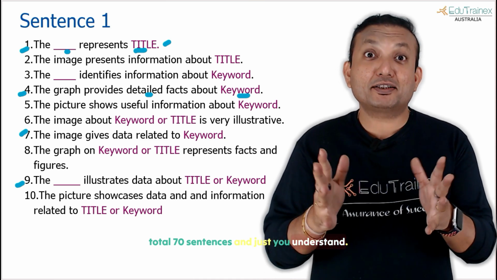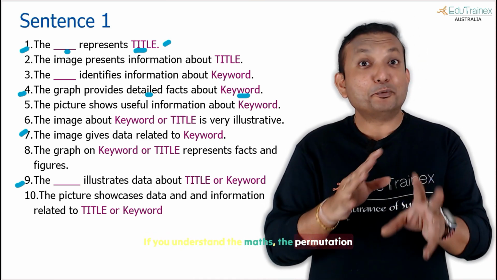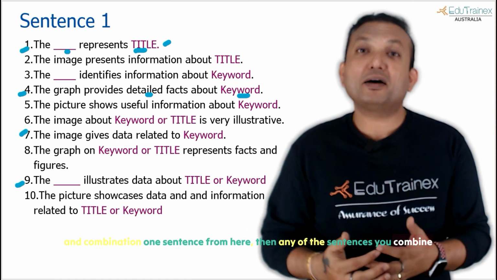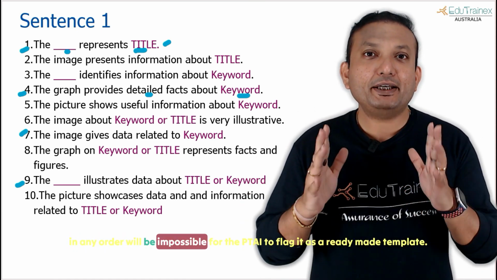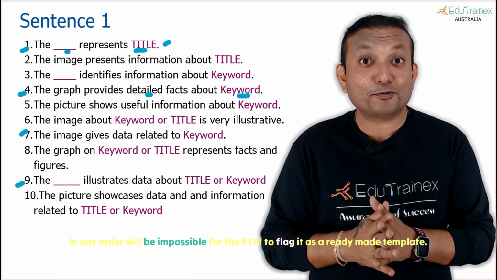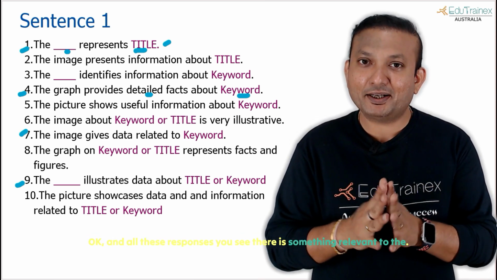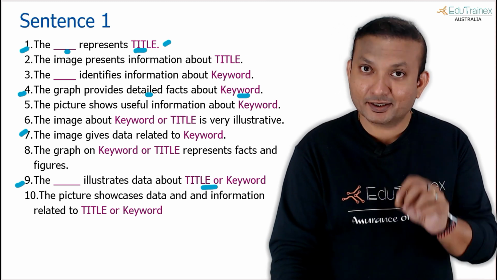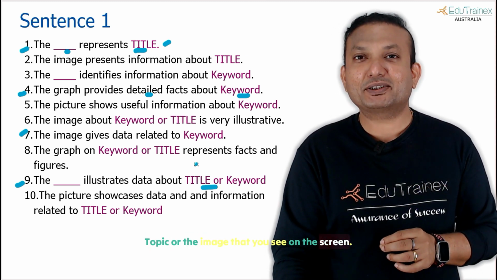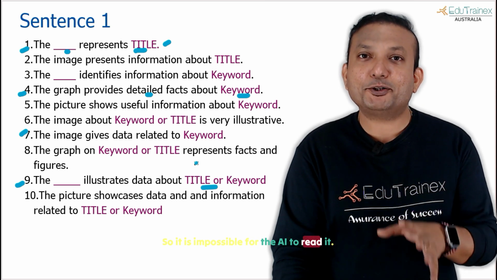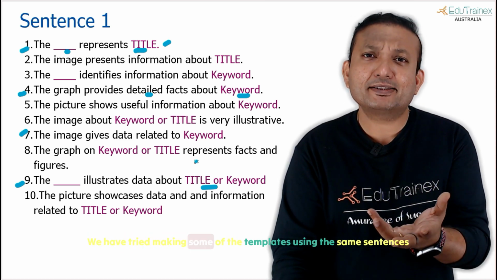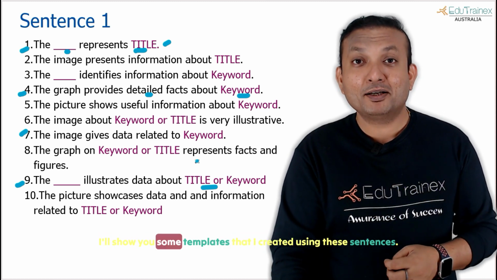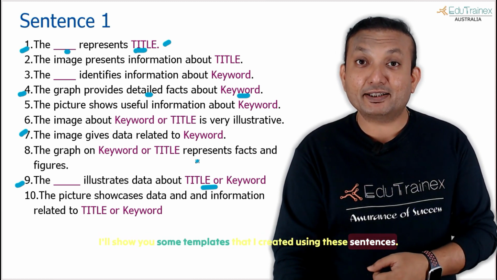If you understand the maths, the permutation and combination, one sentence from here, then any of the sentences you combine in any order will be impossible for the PTE AI to flag as a ready-made template. And in all these responses, you see there is something relevant to the topic or the image that you see on the screen. So it is impossible for the AI to beat it. We have tried making some templates using the same sentences that I'm sharing with you. I'll show you some templates that I created using these sentences.